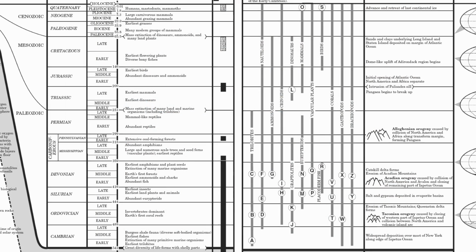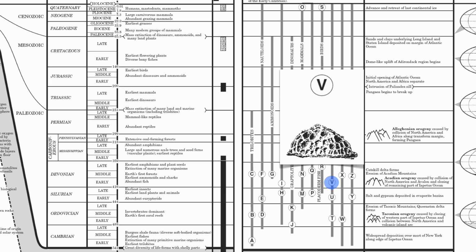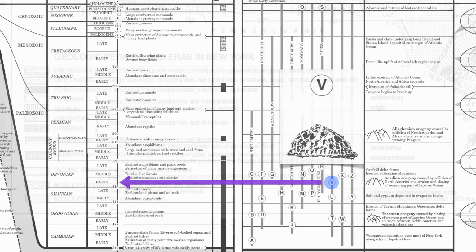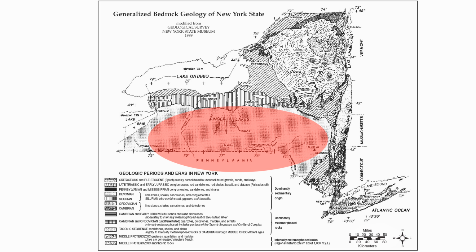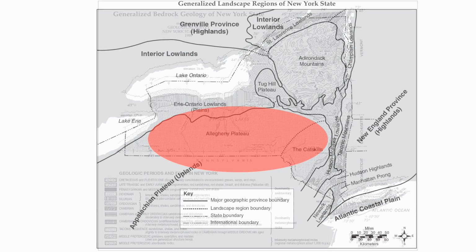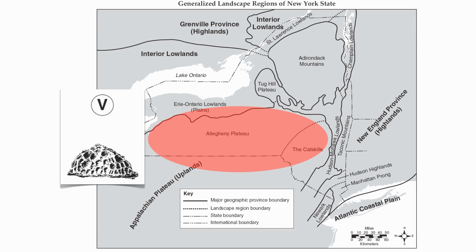We'll give you another example here. Letter V, and that is going to be a type of coral that lived during the early Devonian. You'd find the Devonian symbol. The Devonian symbol is found right in this region here. You superimpose your landscape map. So index fossil V lived in the Allegheny Plateau.